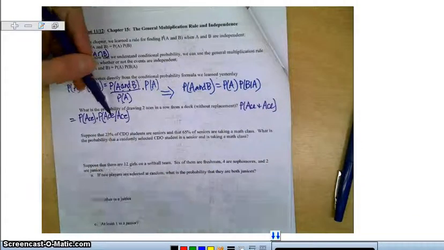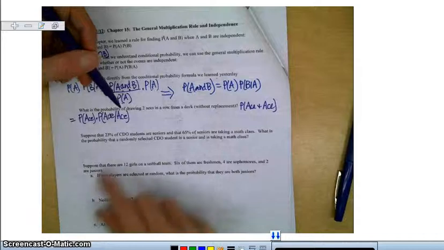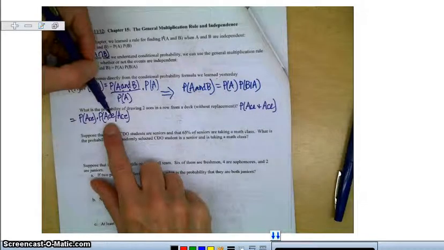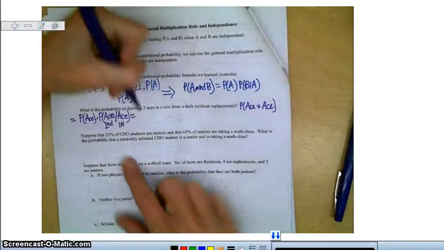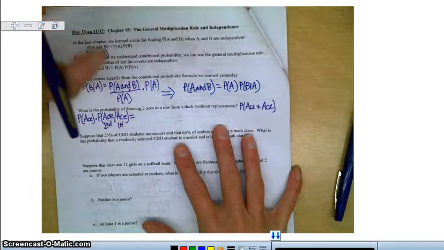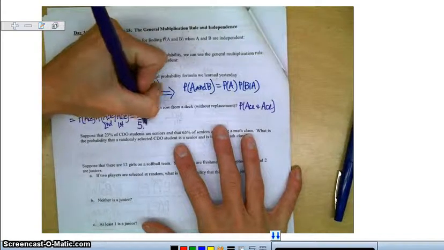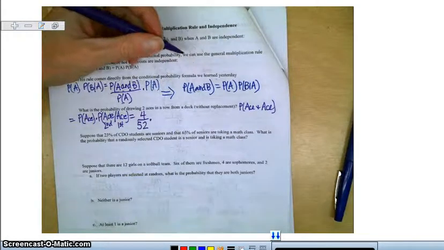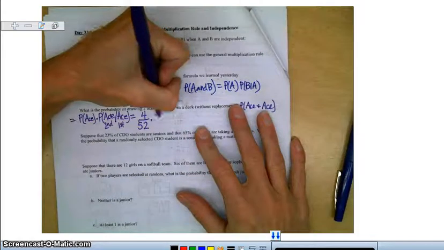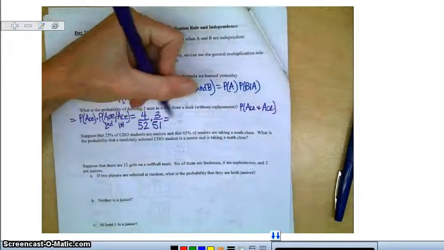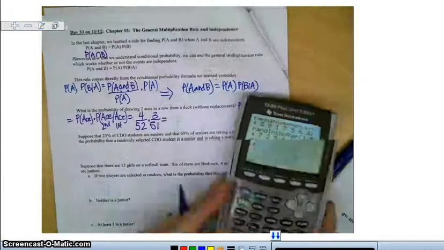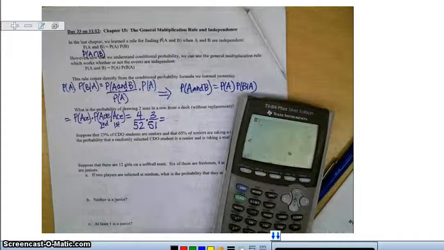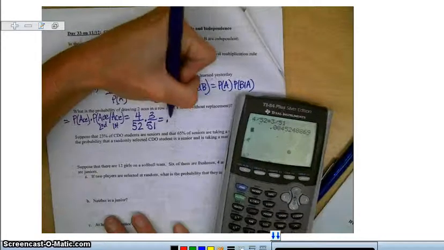But since drawing the second ace is not independent of the first, it's the probability of drawing an ace the second time, given that you already got an ace in the first draw. So the probability of getting an ace from the first ace would be 4 out of 52, times the probability of getting the second ace knowing you've already got an ace in your hand would be 3 out of 51. And then you could just multiply those together, just get it as a decimal, 4 divided by 52 times 3 divided by 51, and that is 0.0045.